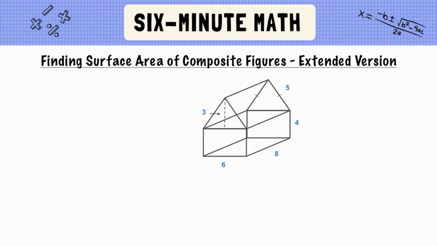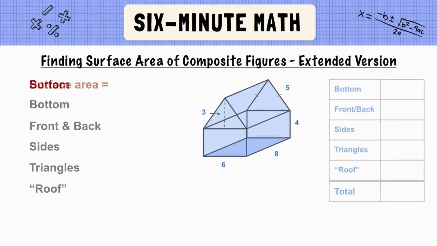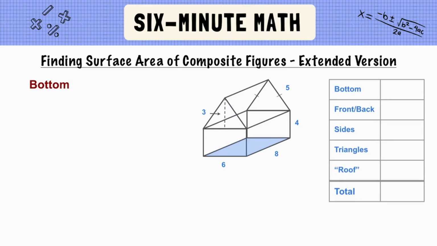Here I have a house, and if I were to find the surface area of that house, I would have to find the bottom, plus the front and back, plus the sides, plus the two triangles, and then plus what I'm calling the roof. Now the area I am not going to be looking for is this area where the rectangular prism and triangular prism overlap, as that is not going to be calculated in the surface area. So how do I figure out my surface area?